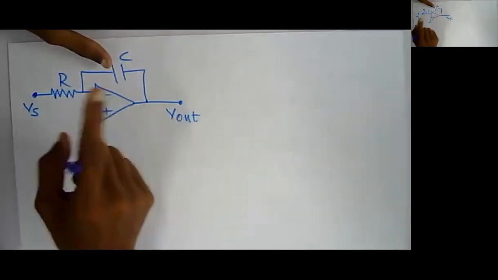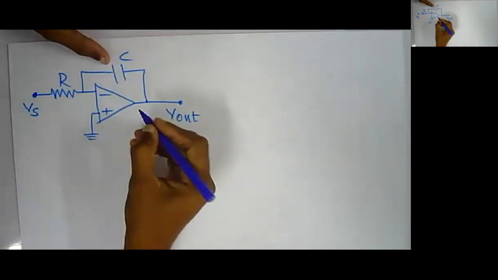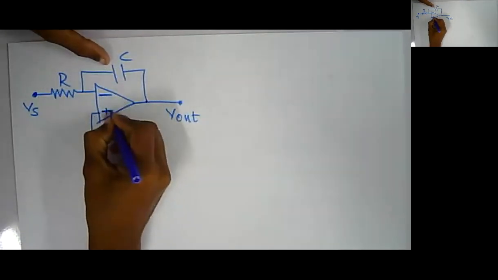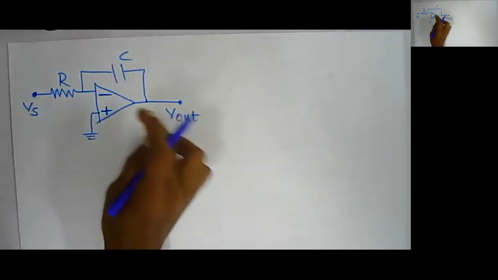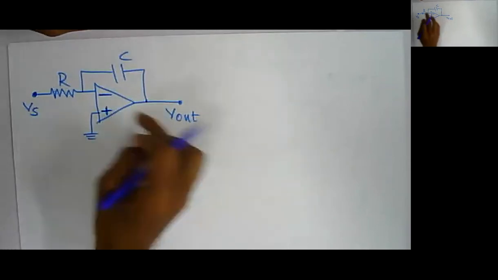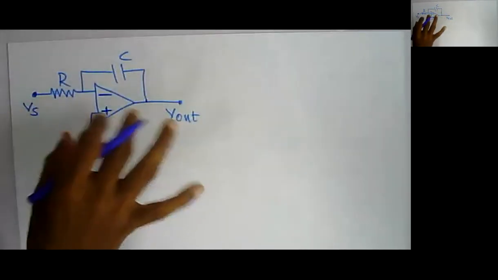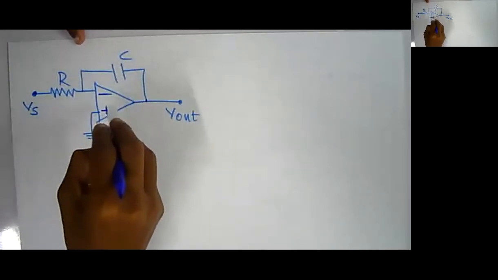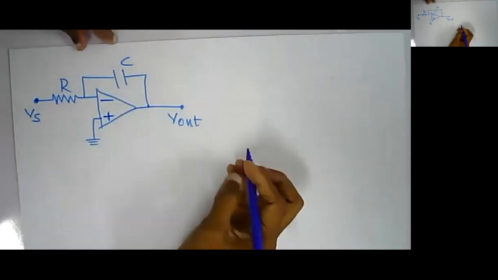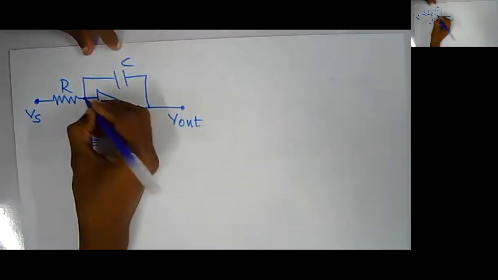Always remember, whenever you are drawing a circuit with operational amplifiers, these minus and plus signs are very important. Without these minus and plus signs, your circuit is meaningless. You will lose all the marks. Remember, whenever you are drawing a circuit, you must add these minus and plus. Okay, let's see now how we can solve this circuit.